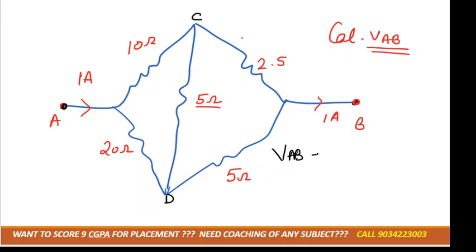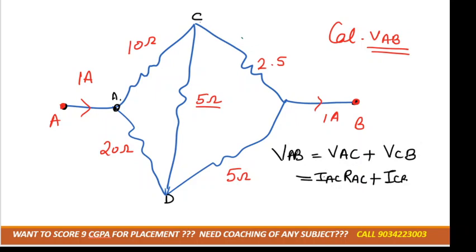VAB would be equal to VAC plus VCB. Suppose A to C, then you need to mark C to B, VCB. So according to this, VAC would be how much? That is IAC into RAC, correct? And VCB is how much? That is ICB into RCB, correct?